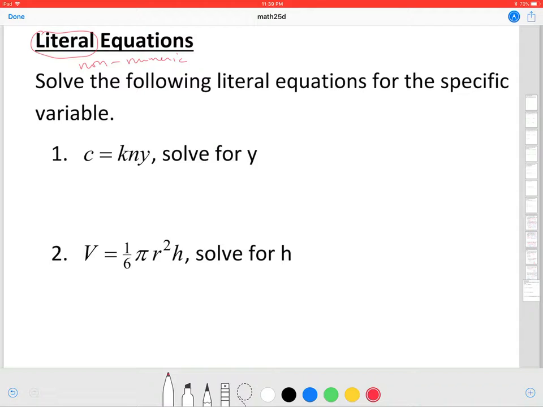So number 1 is asking you to rewrite that equation, c equal to k n y, and solve for y. That means they want you to rewrite this equation so that y is by itself and have some expression on the other side. That's what they're asking you to do.